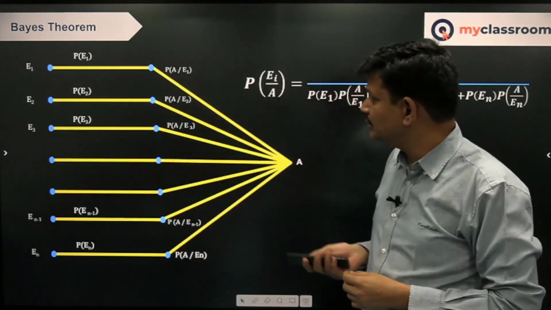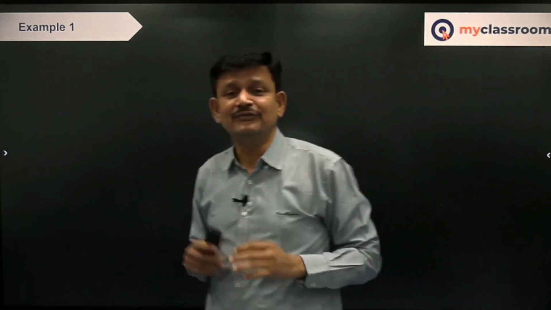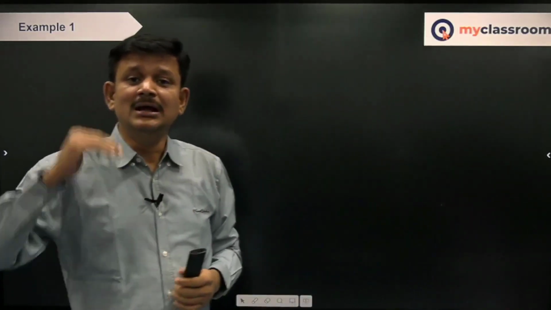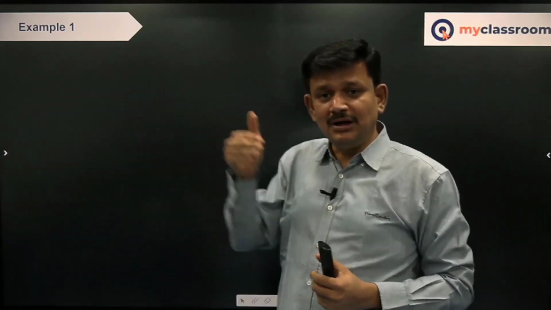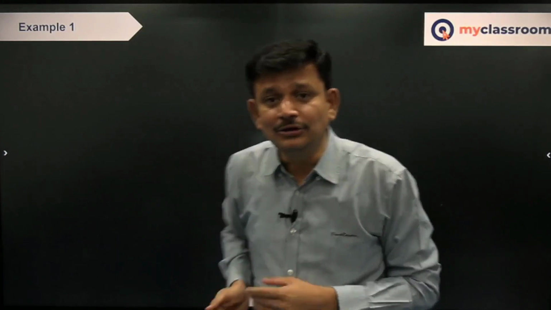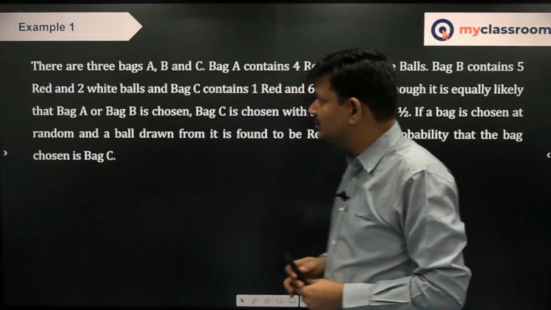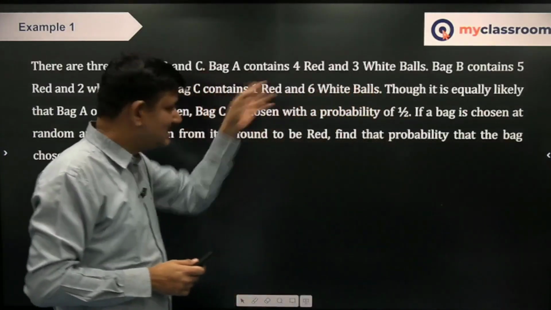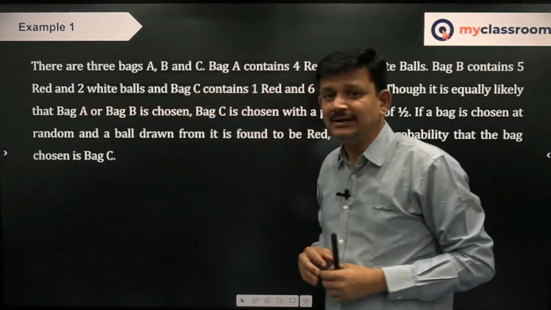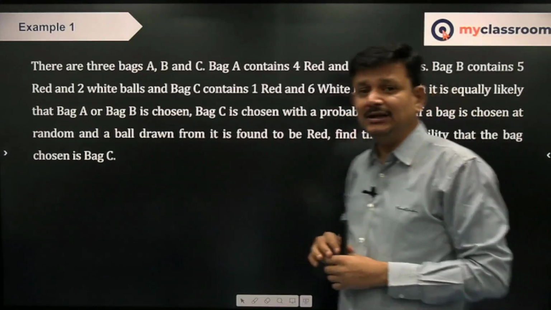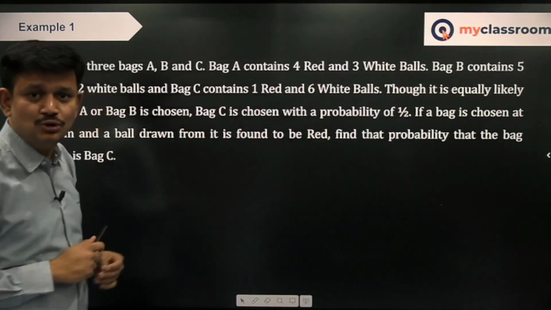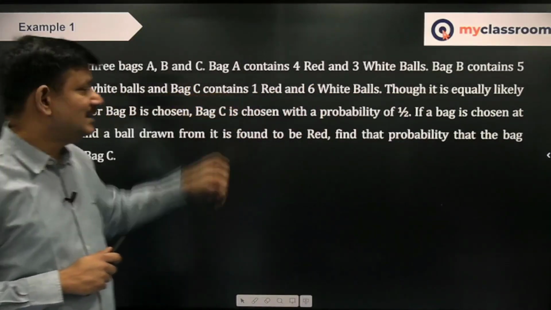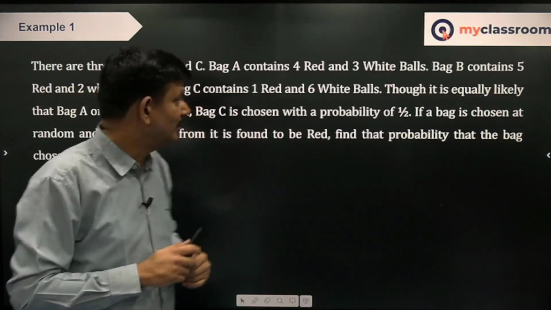Let us see some applications of Bayes theorem. How to identify whether a question is on Bayes theorem? If the final outcome is given to you and you are checking the probability of an intermediate event, that is when you use Bayes theorem. Let's look at this question. There are 3 bags A, B and C. Bag A contains 4 red and 3 white balls. Bag B contains 5 red and 2 white balls. Bag C contains 1 red and 6 white balls.